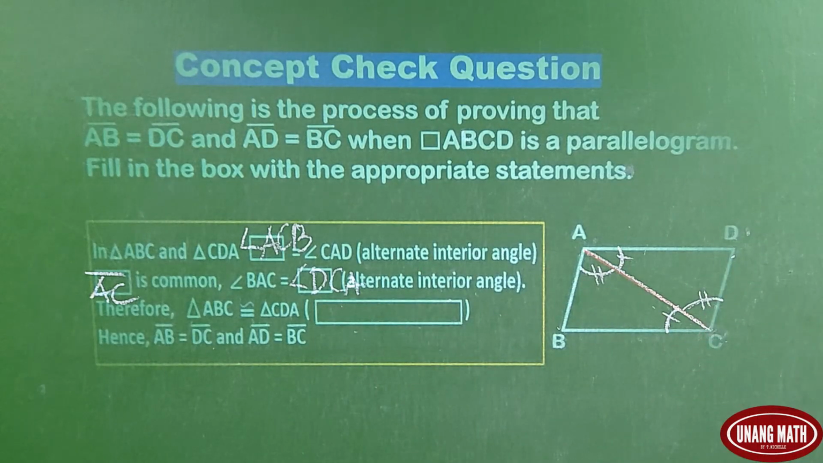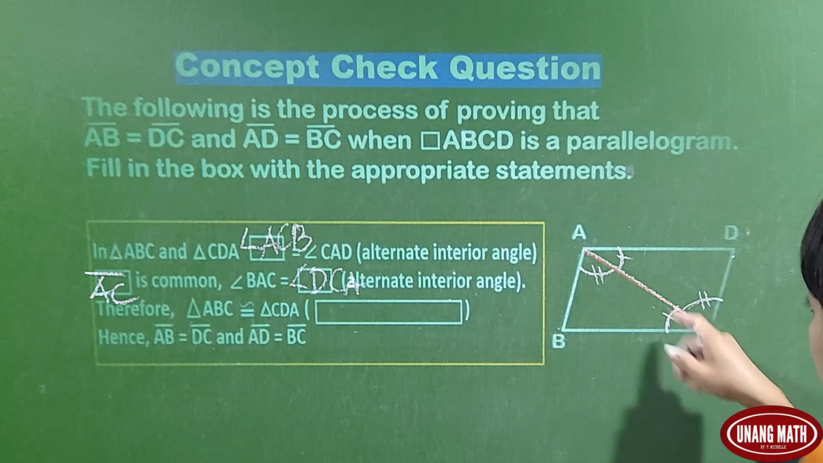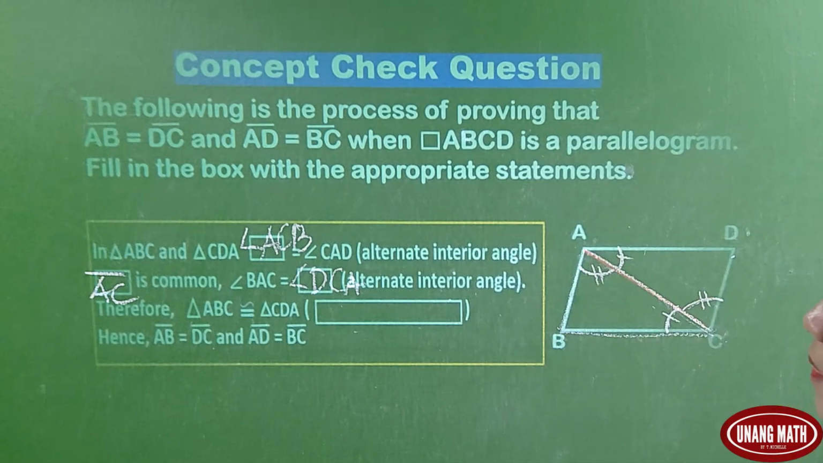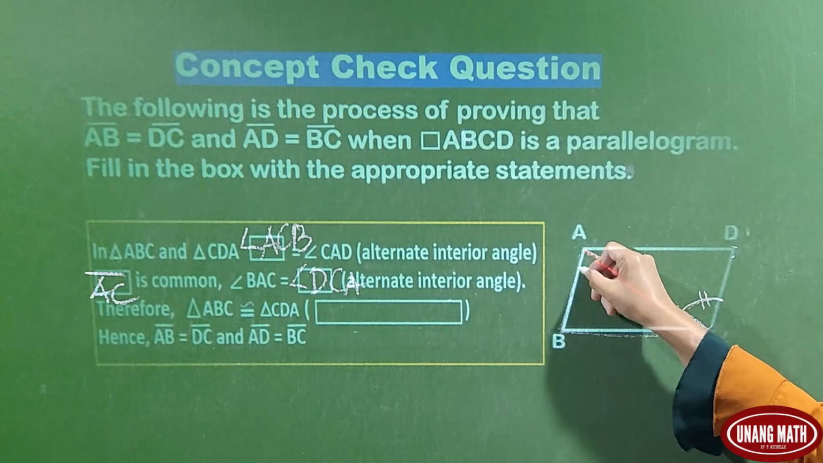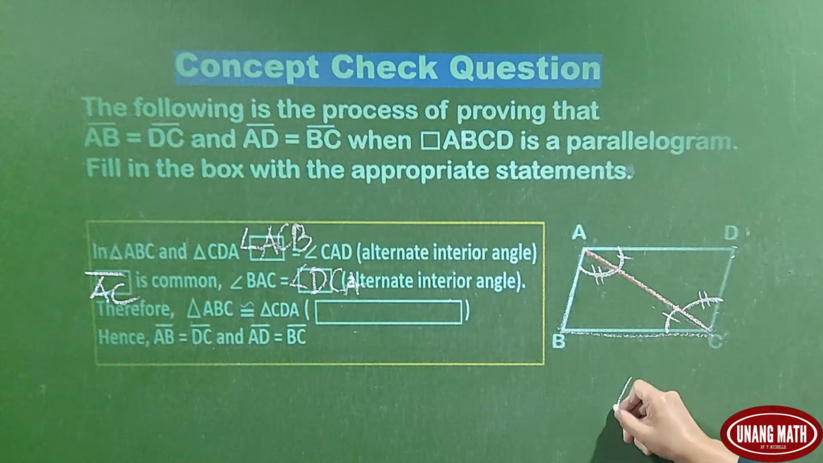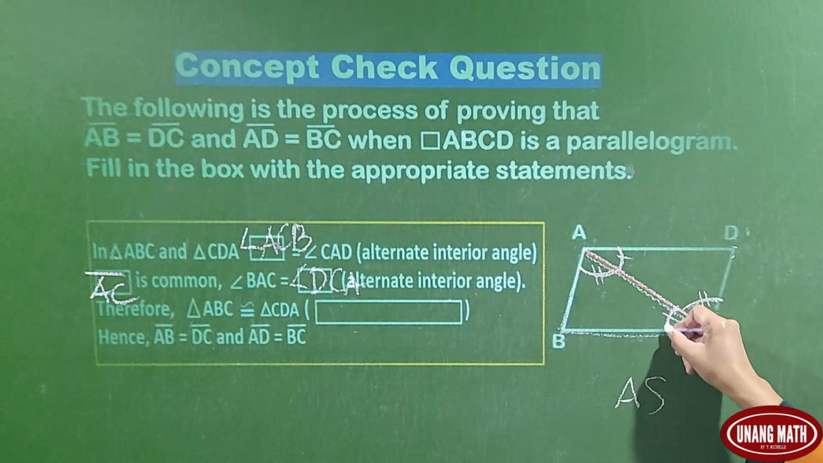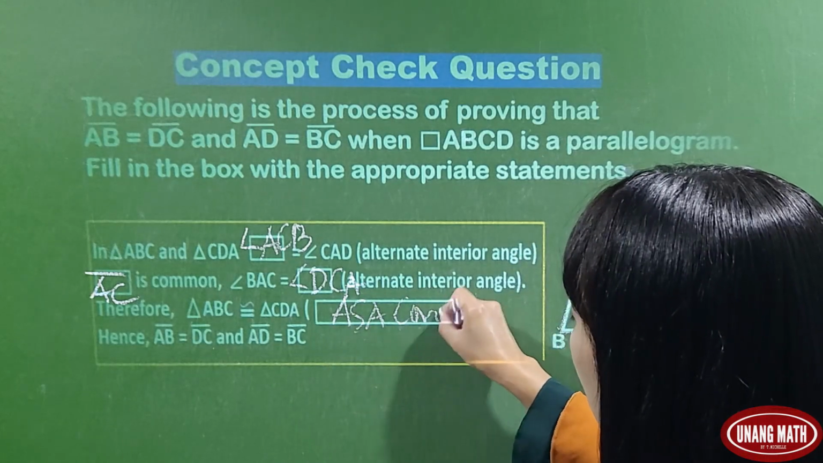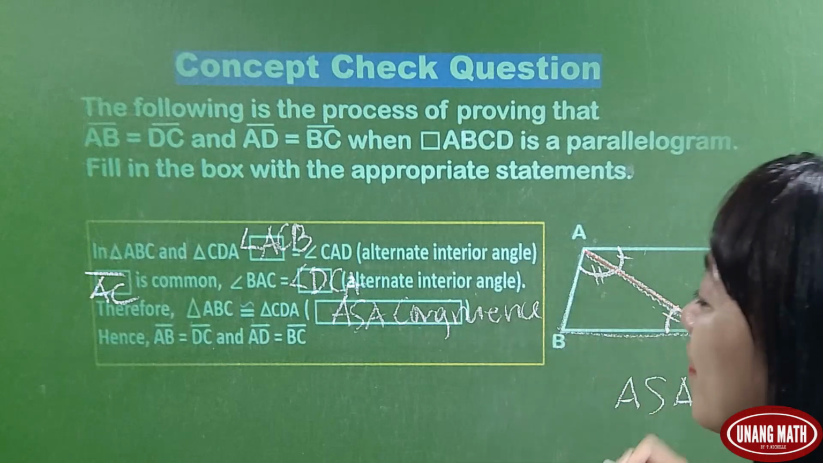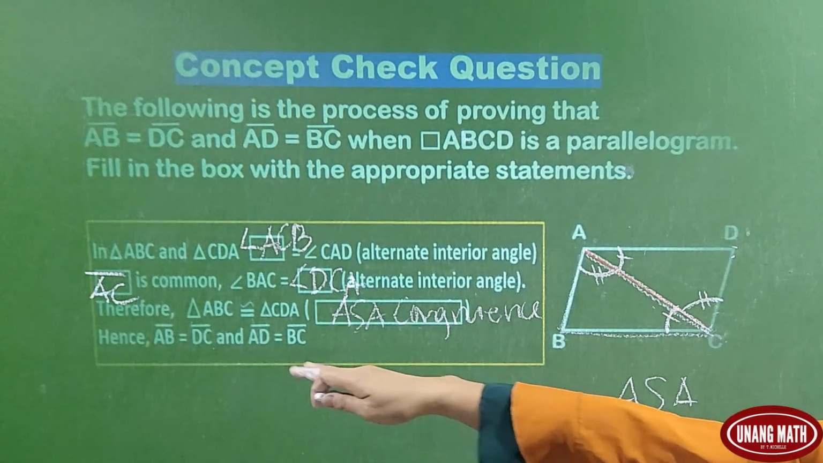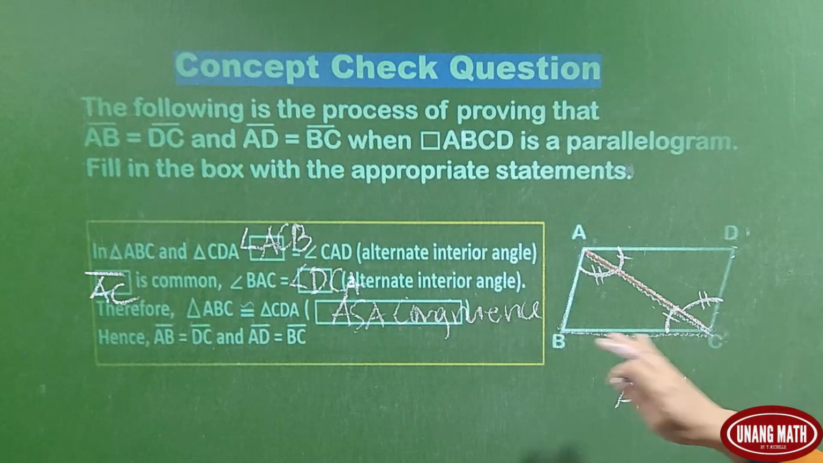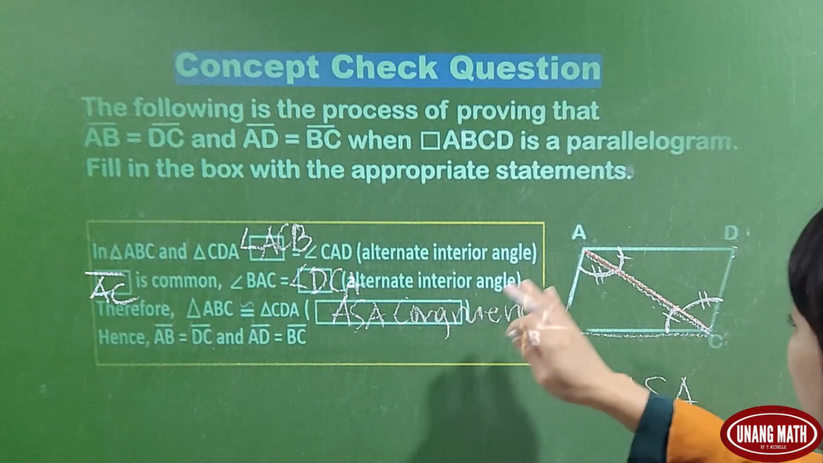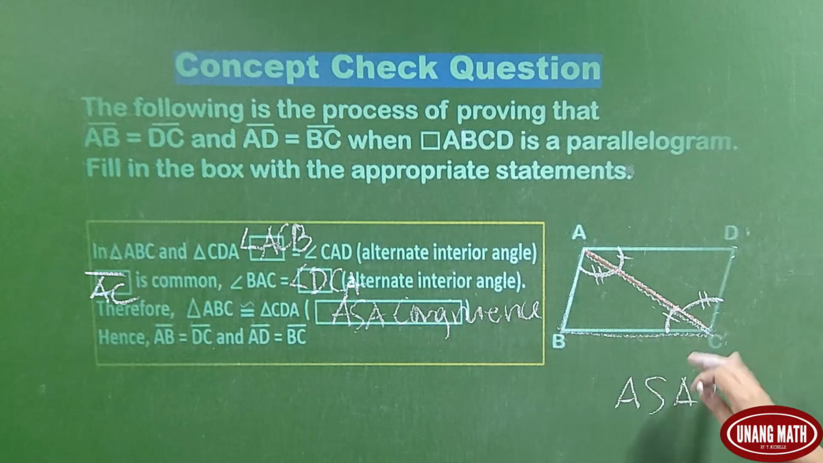What's the reason? Let's check. Triangle ABC is equal to CDA. If you check here, this angle corresponds to this angle, this is a common side, and this corresponds to this angle. So it's because of ASA congruence. Hence, segment AB is equal to segment CD, and AD is equal to segment BC.